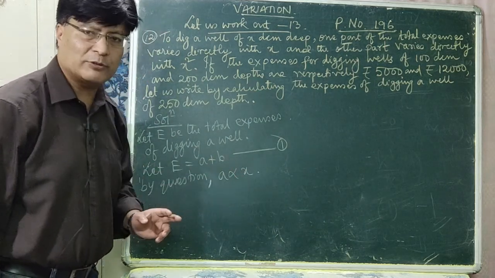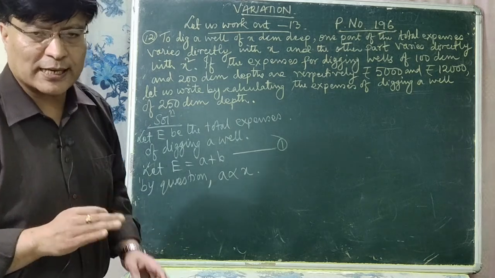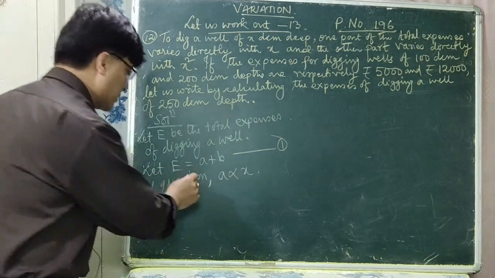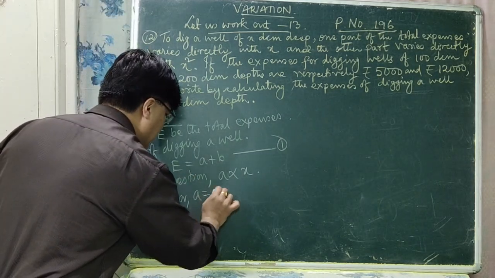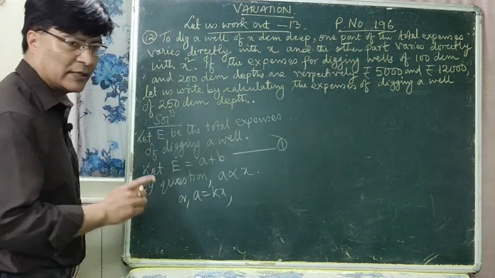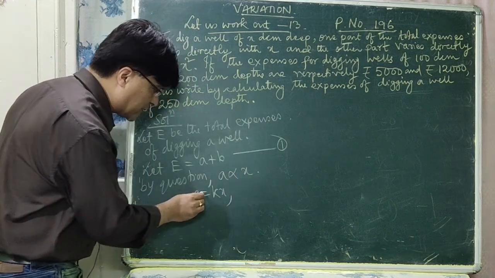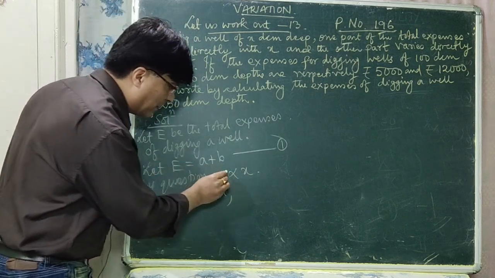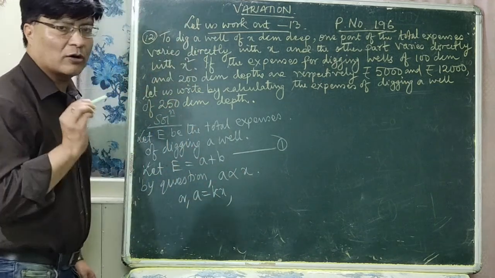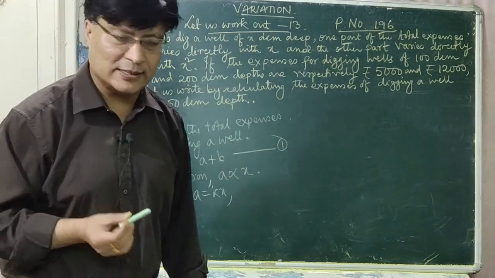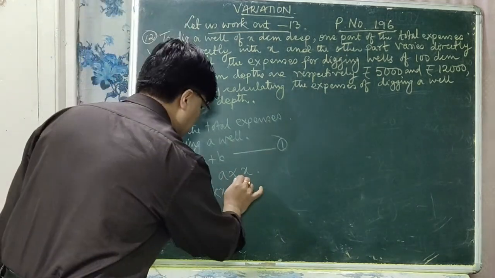So now you have to simplify it. The proportional sign is replaced with an equal sign, or A is equal to K into X. So what is the method for converting this proportional sign into equality? You have to multiply this right hand side by a constant quantity K. You know that, isn't it? So where K is a constant of variation.